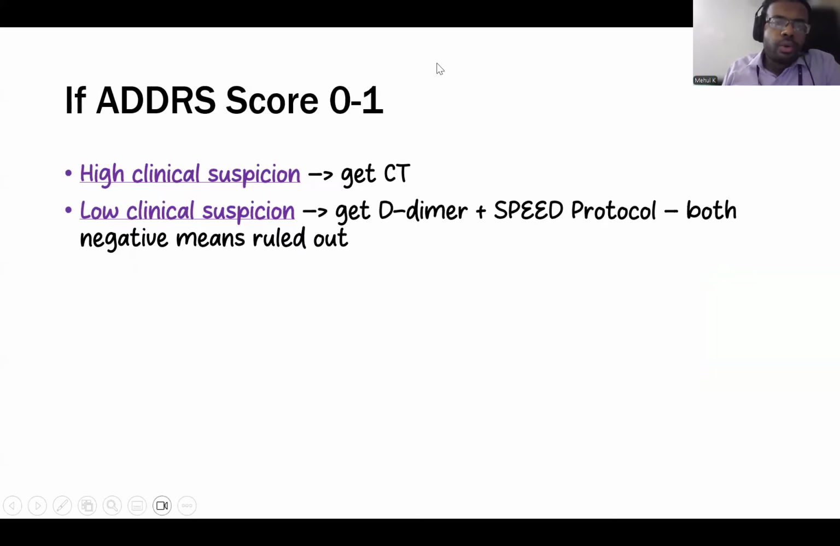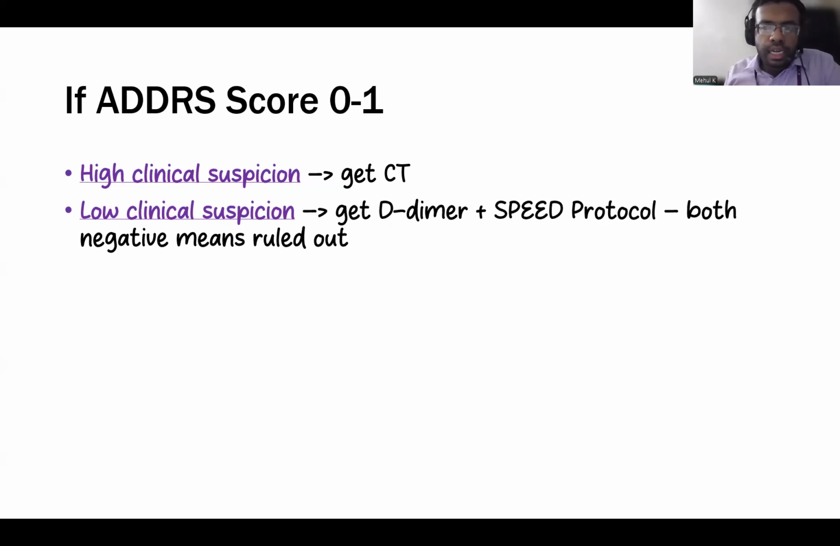So if the score is 0 to 1, what do you do? If the score is 0 to 1, but maybe your history is really making you think that this could be an aortic dissection, then just get a CT. If you really think that the number one diagnosis for the patient is going to be aortic dissection, you should get a CT done. So there's no question about that.